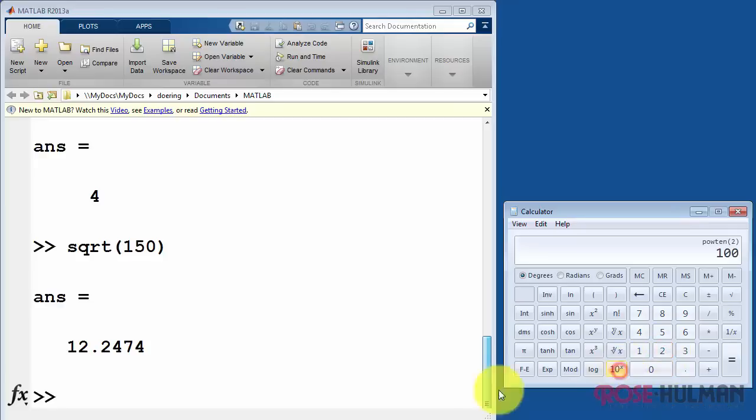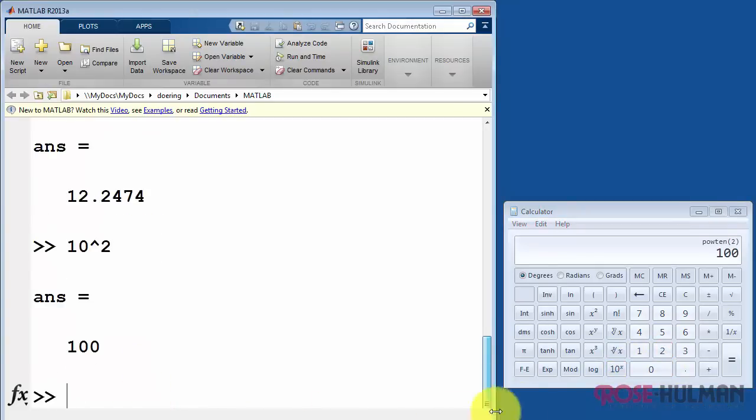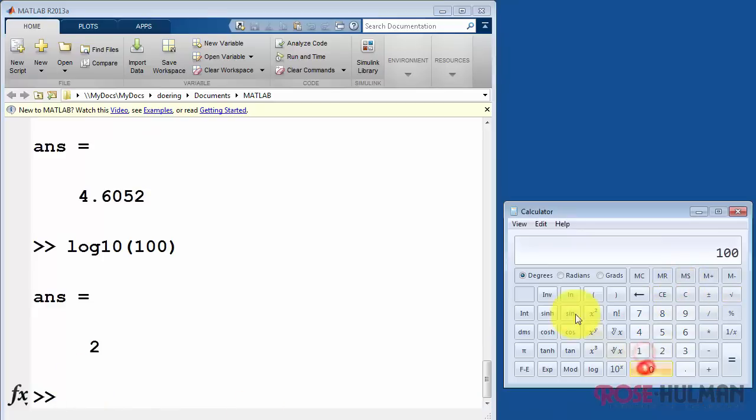Let's try some operations involving powers of 10 and the log operation. 10 squared is 100. If we do the log of 100, that undoes the operation, and we have, whoops, thought we were supposed to have 2 as we did on the calculator back there. Let's try log base 10 of 100. Oh, there we have agreement. There we see the results match for 2.